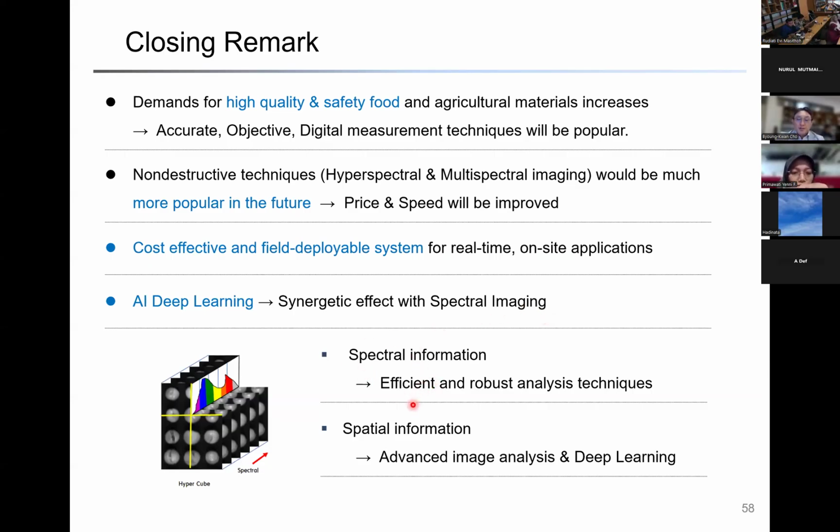So for spectral information, we still need efficient and robust analysis techniques. And also for spatial information, we can implement AI deep learning models to improve the model performance. All right, so that's all for today's talk.